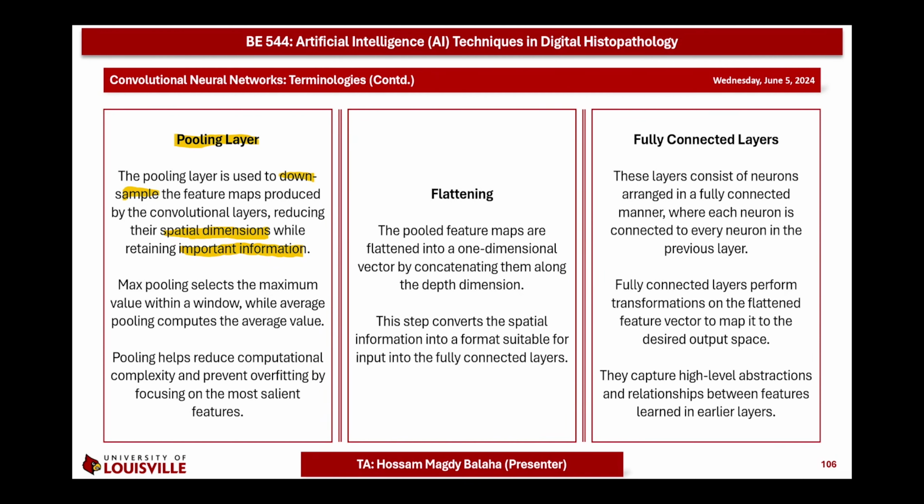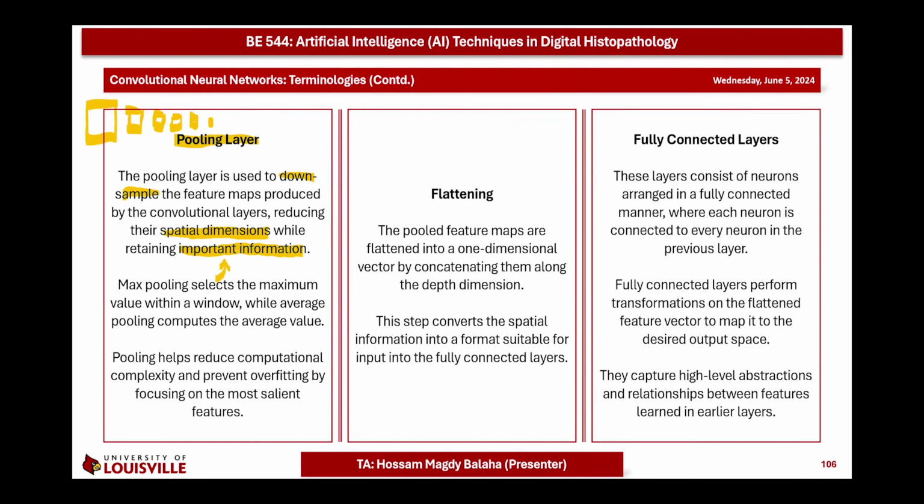So if you visualize it, you have a large image and you need to reduce the image in size, or the feature maps in size, until you reach the category. So that is the role of the pooling layer. It reduces the spatial dimensions, but the most important thing here is that they retain the important features.